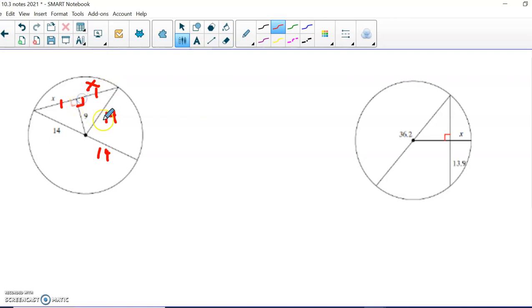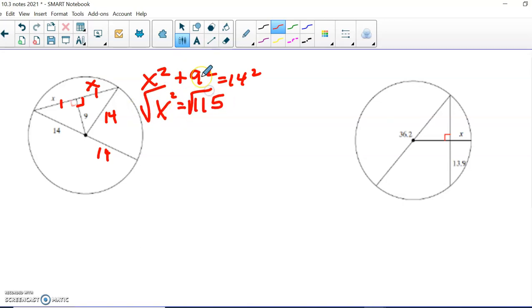You can see we have a right triangle where we're missing one of the legs. So I'm just going to use good old Pythagorean theorem. x squared plus 9 squared equals 14 squared. I'm going to take 14 squared, subtract 9 squared, and I get 115. Square root both sides, and I can see that's about 10.7. We knew it was going to be less than 14, so that seems like a reasonable answer.